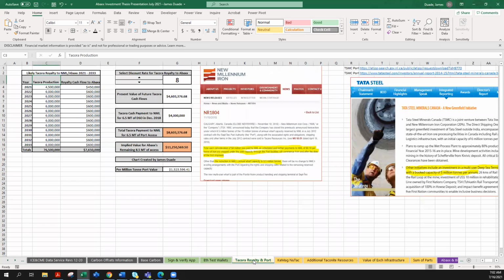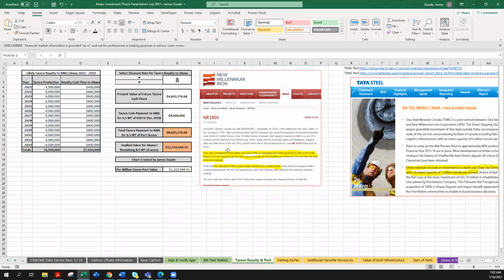So you have the Takora royalty and port, and this was initially announced in late 2018 by NML, where they sold port access to Takora, which owns the Wabush mine, which they purchased effectively from Cliffs when Cliffs left Canada in 2014 to focus on their United States iron ore in the Mesabi Iron Range and the Marquette Range in Michigan.